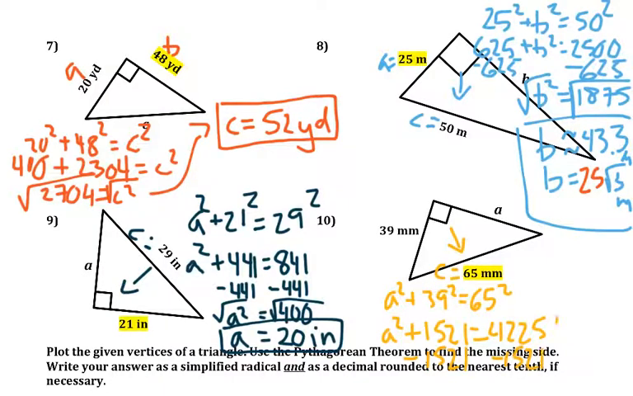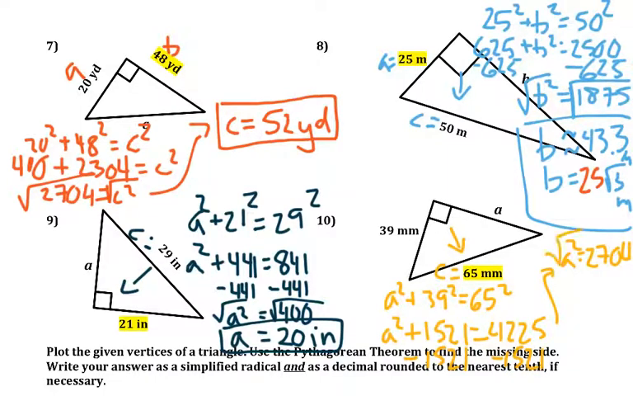I'm going to move up here to the right. And we get A squared equals 4,225 minus 1,521, which is 2,704. And I think we've seen this one earlier in today's notes, the 2,704. But we got to do it.